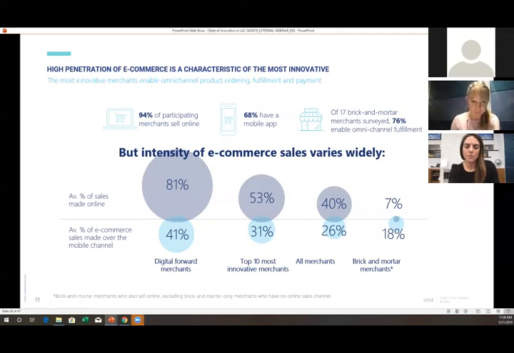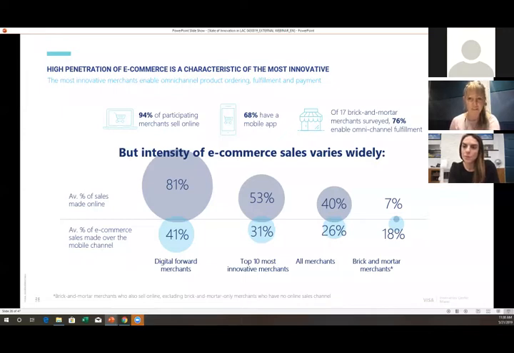Of course, what that means is that because we have this very diverse group of merchants, the intensity of use of e-commerce and mobile commerce is quite different. So here at the bottom, we can compare the percent of your sales that are made online. Clearly, this is most pronounced amongst our digital forward merchants. We say digital forward because they still probably have a small brick and mortar presence, but they are mostly an online company. This is compared to our top 10 most innovative merchants overall, and our primarily brick and mortar merchants.